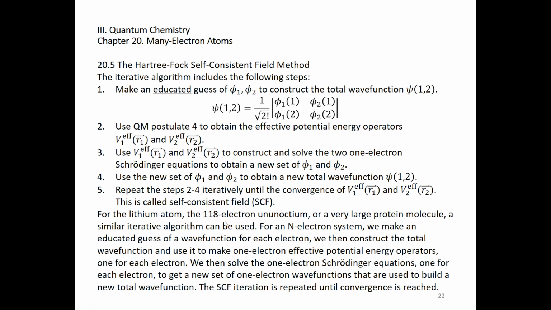And using that total wave function, you get the new set of effective potential energy operators. So we repeat those steps from step 2 to step 4 to keep updating phi 1 and phi 2, to keep updating psi of all electrons, and to keep updating the effective potential energy operators until the convergence is reached. So that's the idea of the self-consistent field method proposed by Hartree and Fock.